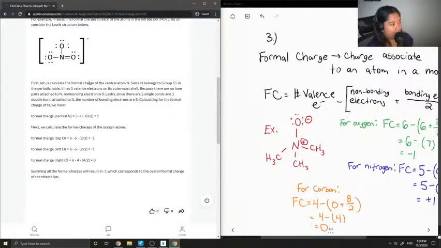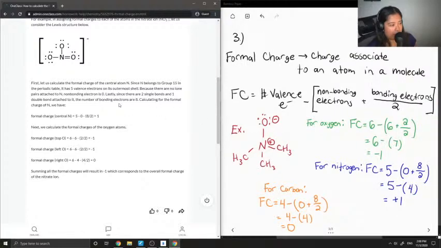So first they calculated the charge of the central nitrogen. Nitrogen belongs in group 15, has 5 valence electrons on its outermost shell. Because there are no lone pairs attached to N, the non-bonding electron is 0. So that's the same as my example as well. But lastly, since there are 2 single bonds and 1 double bond attached to it, the number of bonding electrons are 8. Calculating for the formal charge of nitrogen, we have +1.